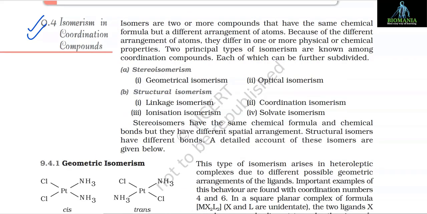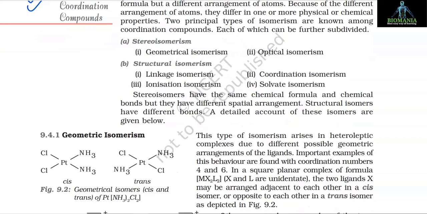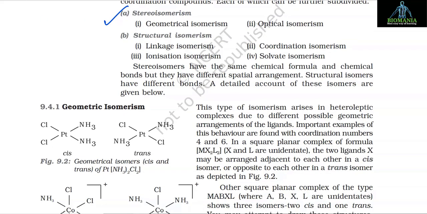9.4 Isomerism in coordination compounds. Isomers are 2 or more compounds that have the same chemical formula but a different arrangement of atoms. Because of the different arrangement of atoms, they differ in one or more physical or chemical properties. 2 principal types of isomerism are known among coordination compounds, each of which can be further subdivided. A. Stereoisomerism, that is geometrical isomerism and optical isomerism. B. Structural isomerism, with 4 types: linkage isomerism, coordination isomerism, ionization isomerism and solvate isomerism.